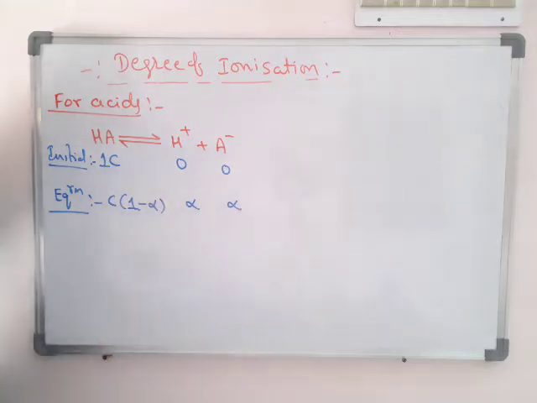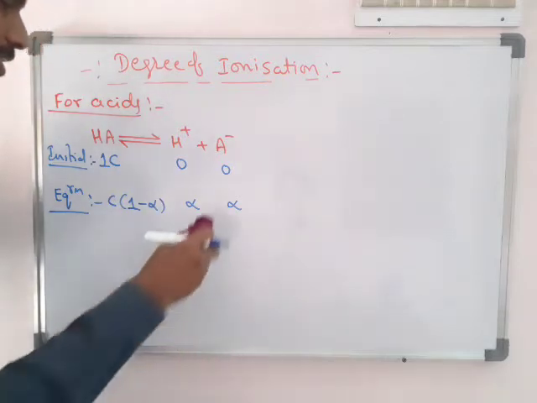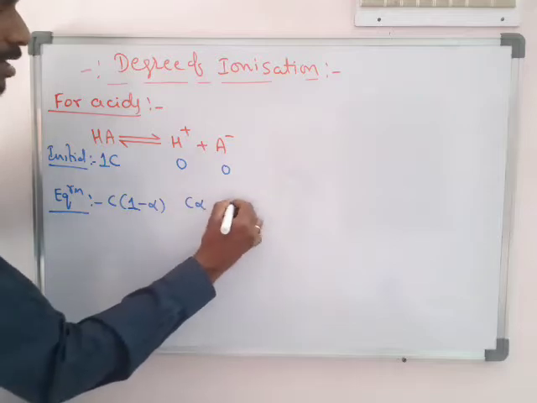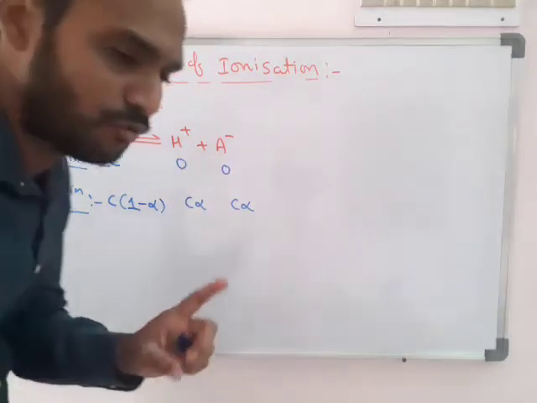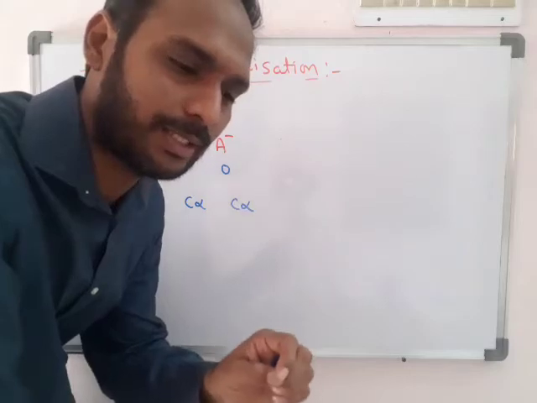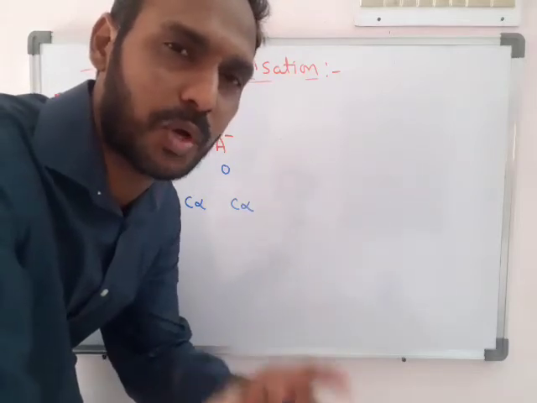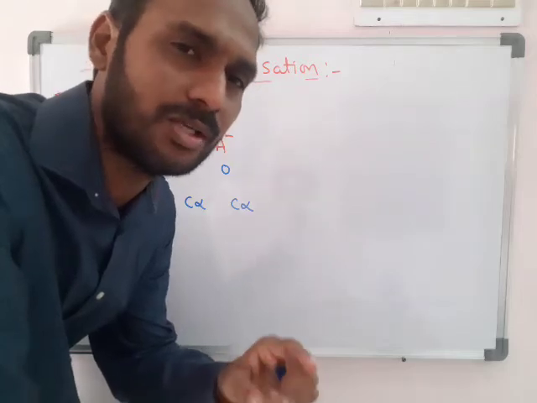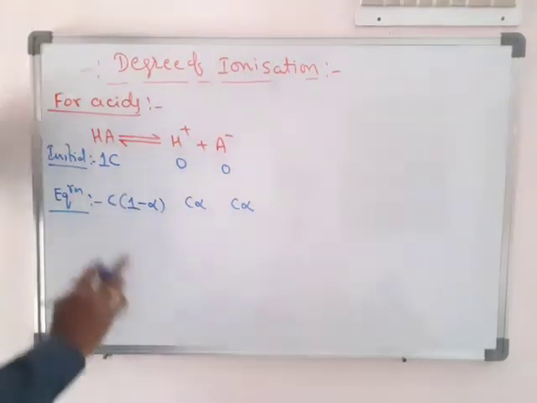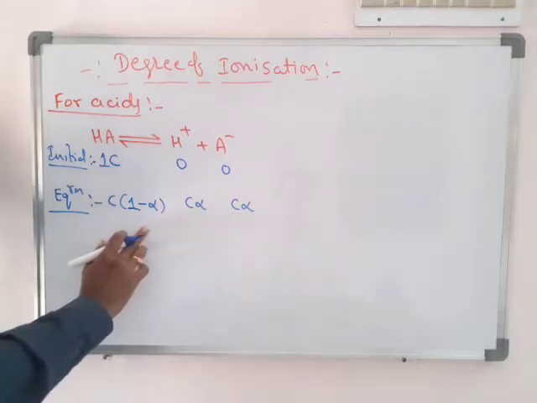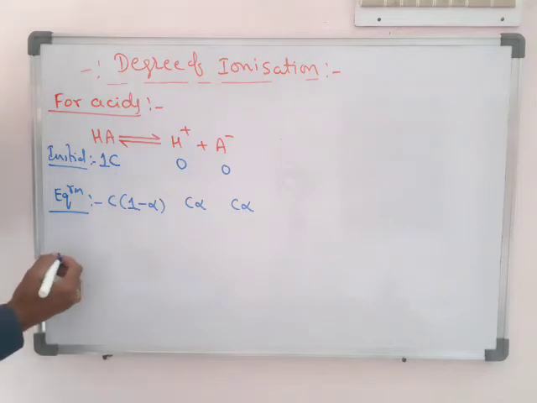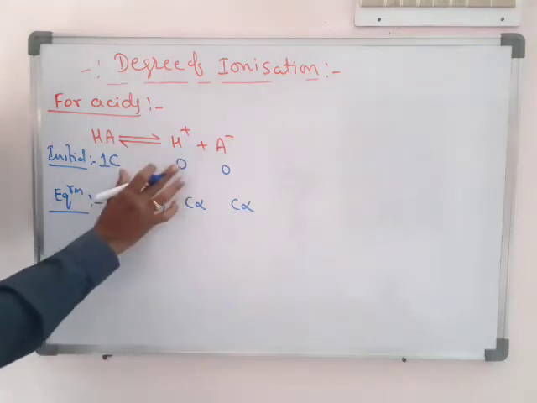So in terms of concentration, the term we are using here is C alpha, and for the reactant we write 1 minus alpha. We have to derive the equation in terms of concentration, so we are writing like this: C into 1 minus alpha, and C alpha. Okay, so now write the acid dissociation constant, nothing but the equilibrium constant.